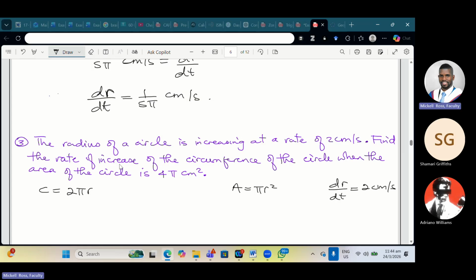So you want the rate of increase of the circumference. So you want to find the change in the circumference with respect to time of this circle when the area of the circle is 4 pi centimeters squared. So the change in the area with respect to the radius is going to be equal to 2 pi r. All right. So that's how the area is changing with respect to the radius.